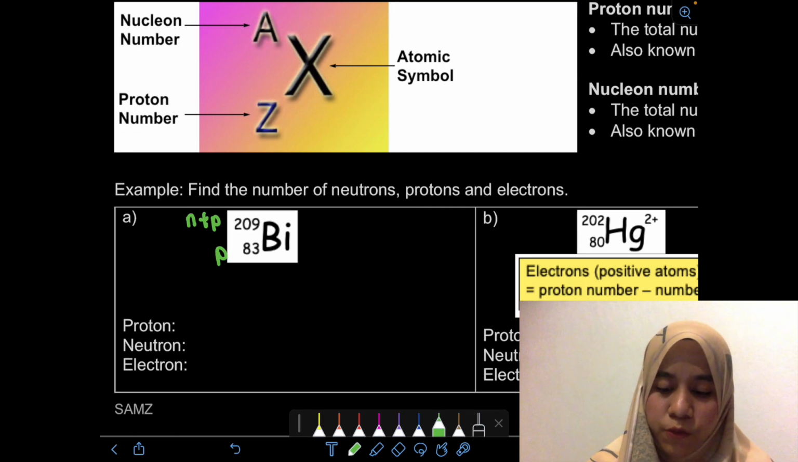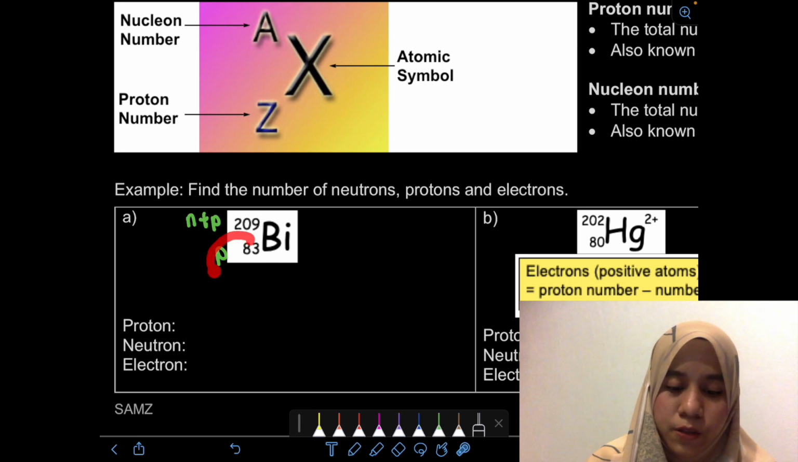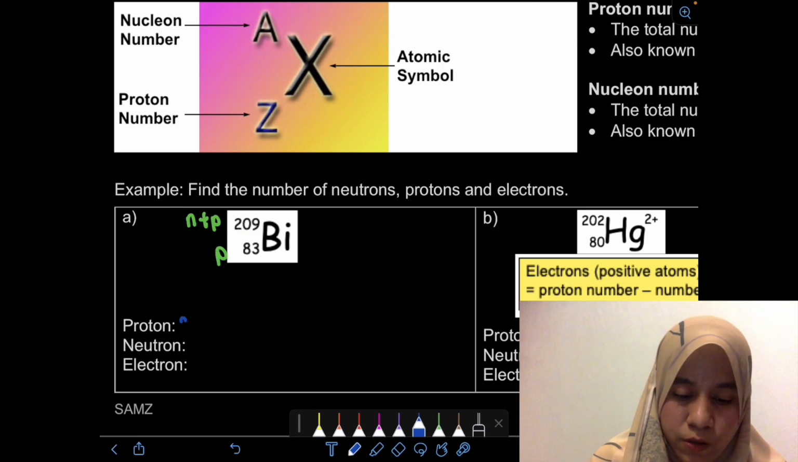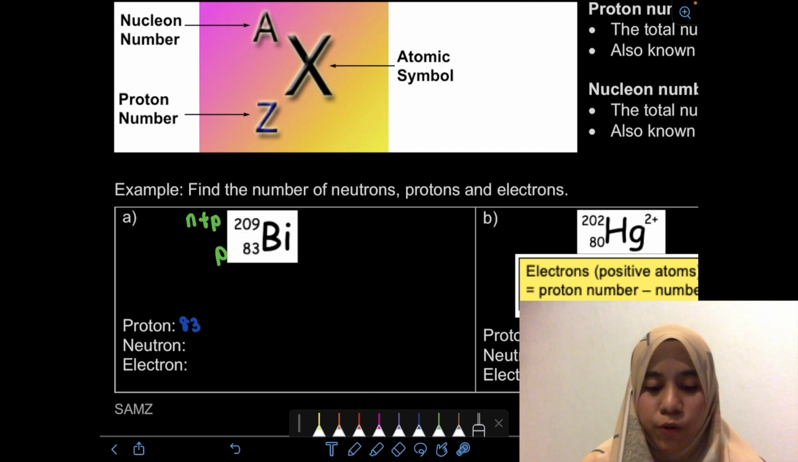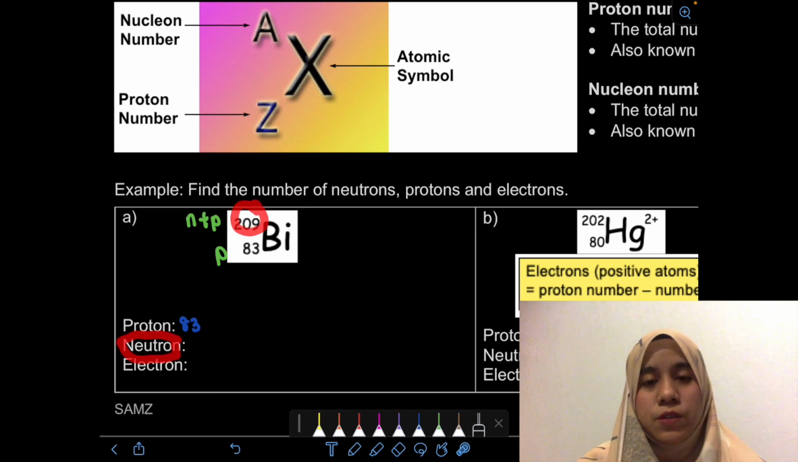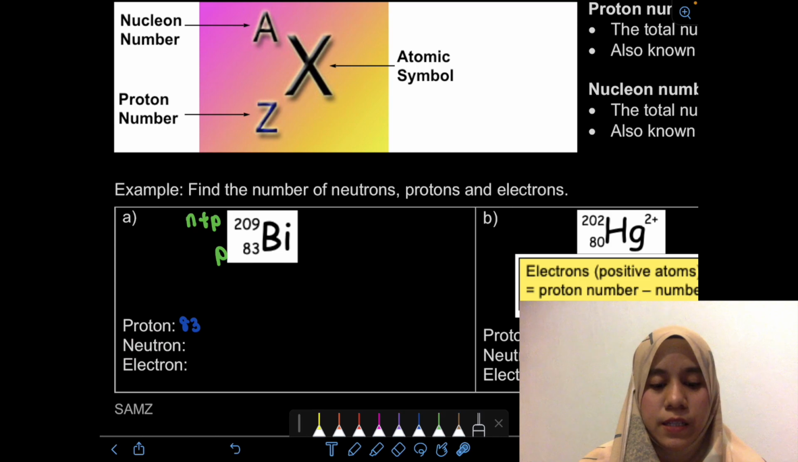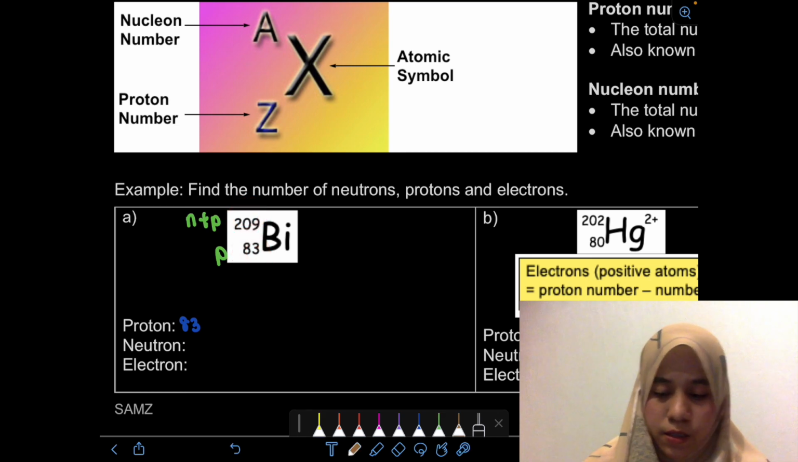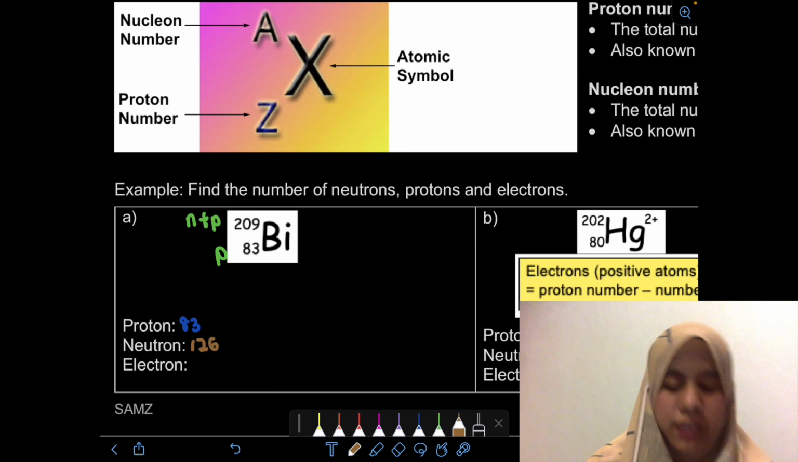So how to know the number of proton? Kita ambil sahaja from here. So here is 83. So next is the number of neutron. So neutron ni, we can't take 209 straight away. So 209 ni is nuclear number where we add up neutron dengan proton. So how to find out our neutron? It's actually 209, kita akan tolak, we're going to minus with the bottom one lah. 209 minus 83. So the answer is actually 126.